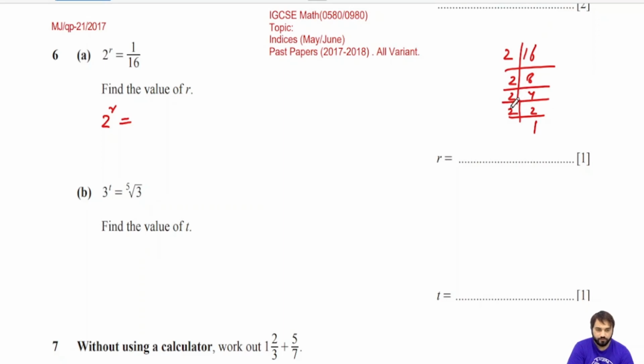So how many 2's do we have? 1, 2, 3, 4. So I can write 1 over 2 raised to power 4. Now bring it up. It would be 2 raised to power r is equal to 2 raised to power minus 4. When we change the places, the sign of the indices changes. Bases are equal, their powers are also equal. So the value of r is minus 4.